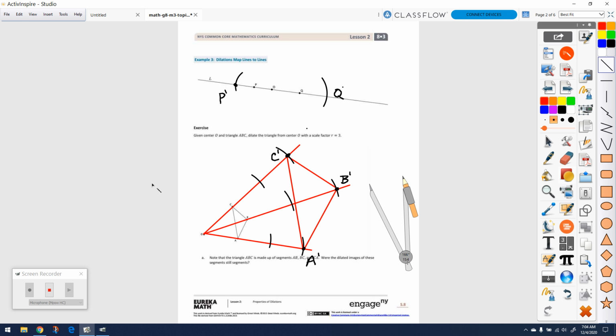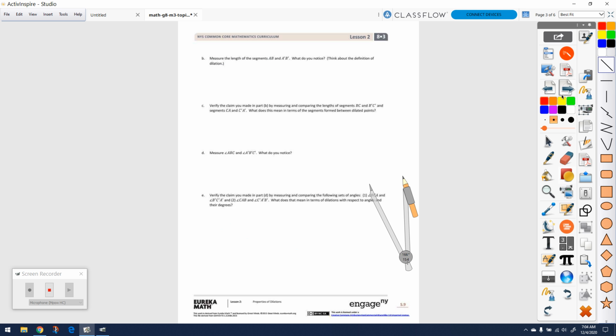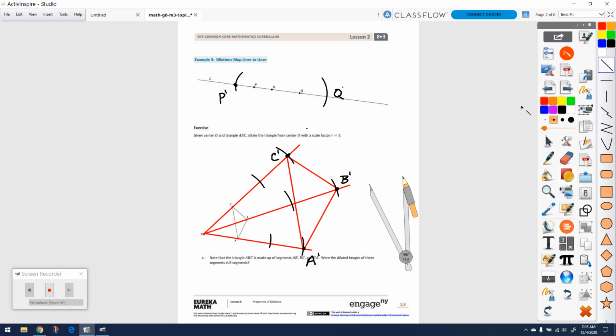Now, what I do want to point out is we're going to measure some of this. So when it says on letter B on top of page 15, it says measure the length of the segment AB and A prime B prime. What do you notice? So we need to go back and measure those. So go ahead and pause it while you measure, and then let's come back and take a look at it.